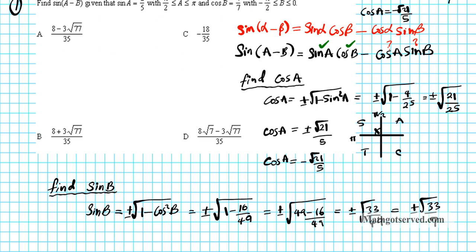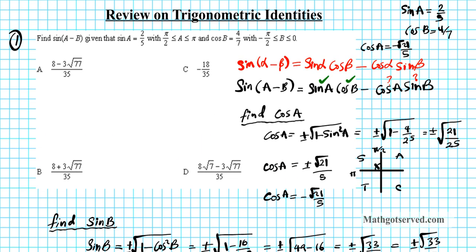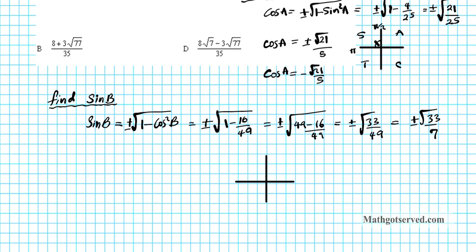So the question now is, is it positive or negative? Sine B, that is. So to answer that question, we just have to determine what quadrant this angle lies in, and then figure out what the sign is. So angle B is between negative pi over 2 and 0. So negative angles are determined by rotating clockwise. So this is negative pi over 2, and this is 0. This is where our angle resides. And we know that all students take calculus.